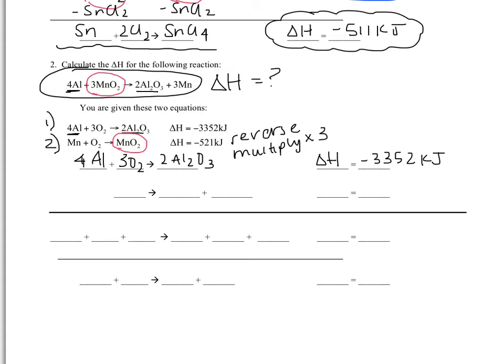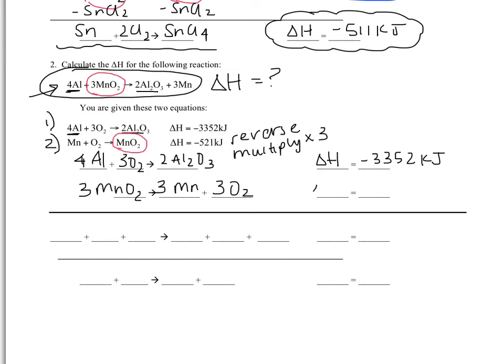The second equation now I am going to reverse, meaning what was my product, the manganese oxide, is now going to be a reactant. And what were my reactants, the manganese and the oxygen, are now going to be my products. The other thing I'm going to do is multiply the whole reaction through by 3. Because I want to have 3 of the manganese oxides over on the left side, like the desired equation up here. And I can't just multiply the manganese oxide, I have to multiply everything by 3 if I'm going to multiply one thing by 3.